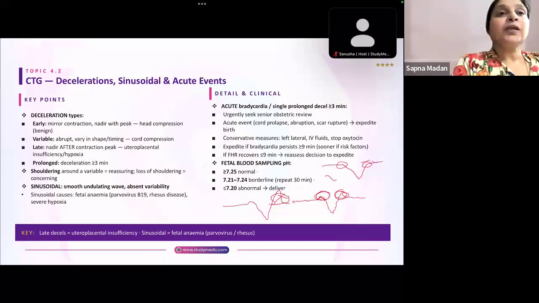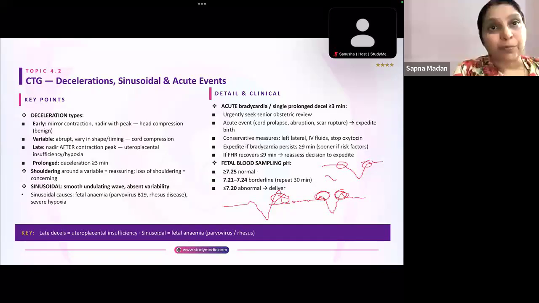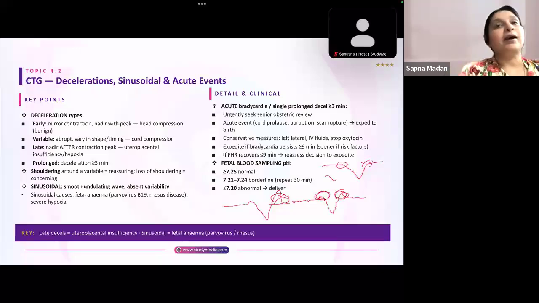Now, acute bradycardia or prolonged deceleration, if it is there for more than 3 minutes, what are we going to do? Firstly, we are going to seek senior obstetric review. So you're going to call your consultant. At the same time, you're going to rule out an acute event. Acute event means a cord prolapse, an abruption, and a scar rupture. If all of these are absent, then you can wait for your consultant. If any of these are present, then you have to expedite the birth. Then you cannot wait. Then you have to inform the consultant that this has happened, and I'm moving the patient to OT.